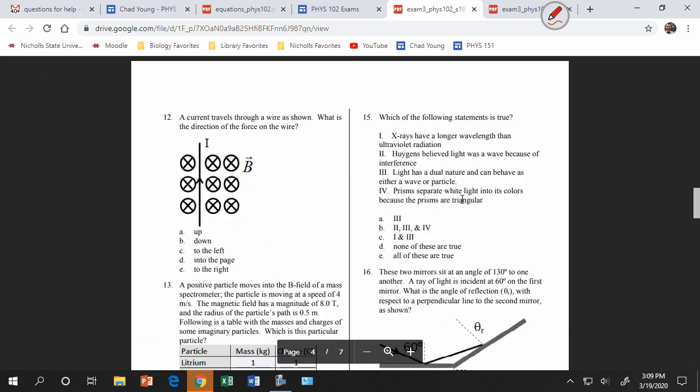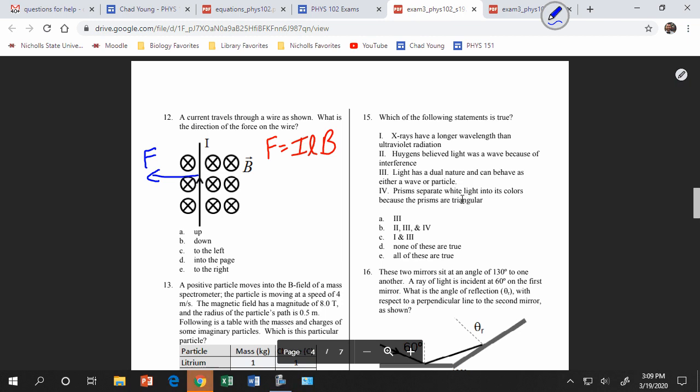Okay, this is another application. What is the direction of the force on the wire? This is F equals ILB. So we let our index finger go in the direction of I. Our middle finger goes in the direction of B, which is into the page. And my thumb, which now points to the left, is our force.